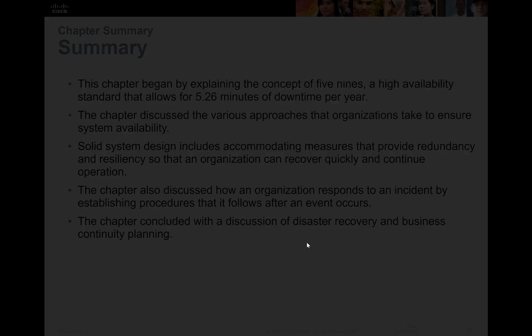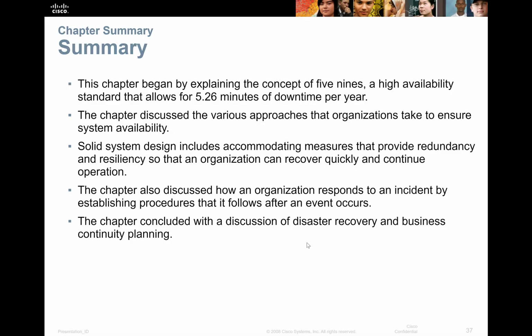So, like I said, we talked about a lot of the things that had to do with availability, which is the final portion of our CIA triad. We are getting to the end.